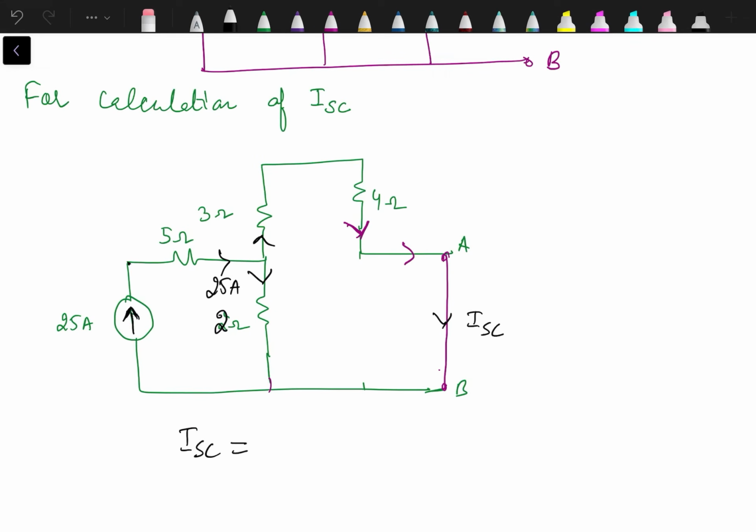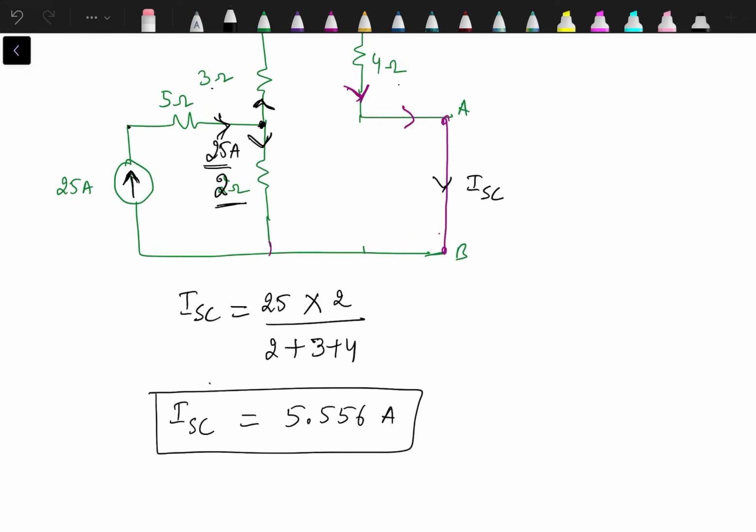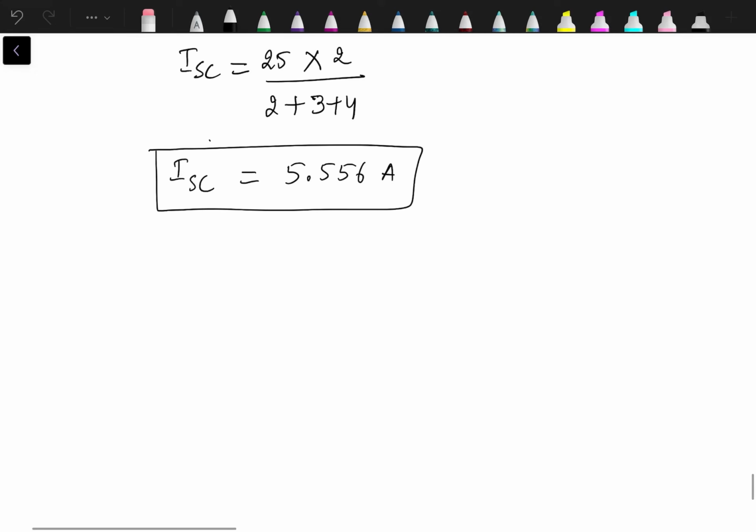ISC will be equal to source current. Source current is 25 times the opposite branch resistance. This 25 ampere is getting divided in two parts. Opposite branch resistance is 2, and in the denominator it's 2 plus the series combination of 3 and 4, that is 7. So it's 50 by 9, which is 5.556 amperes. ISC is 5.556 amperes.